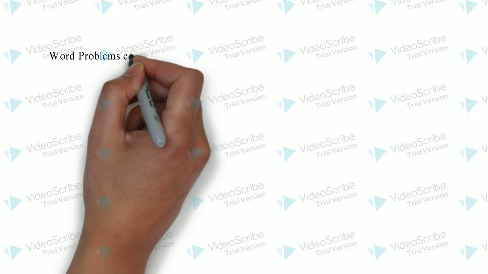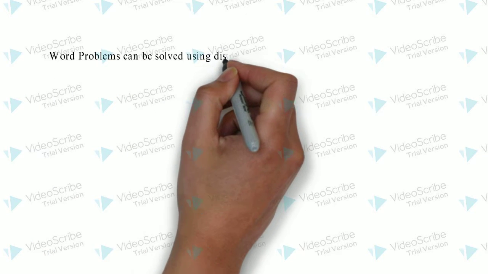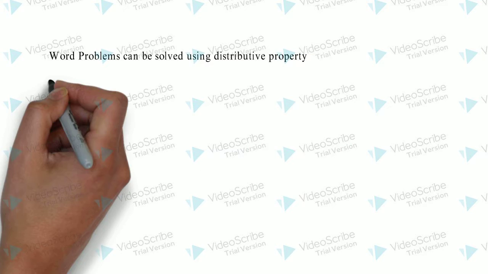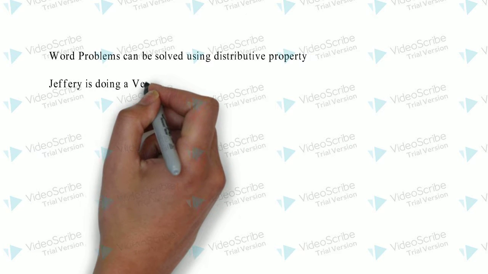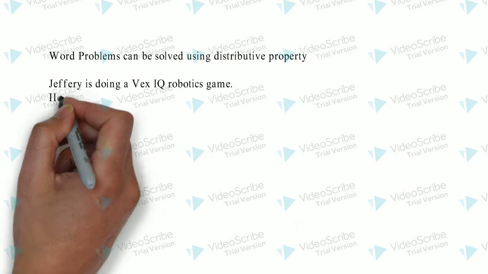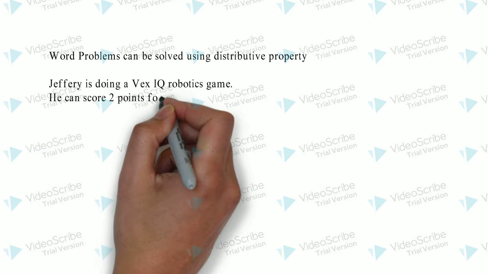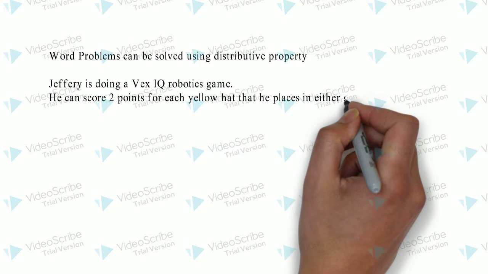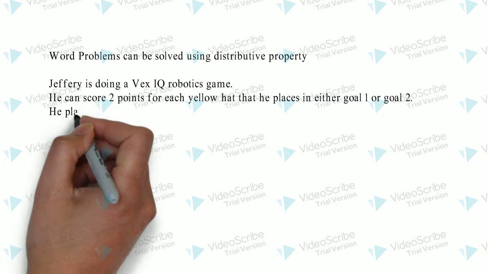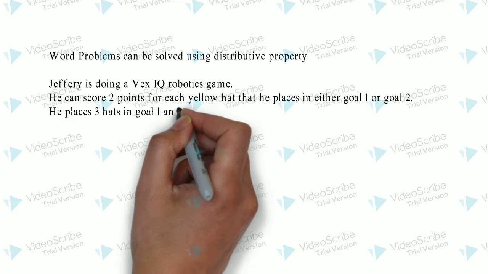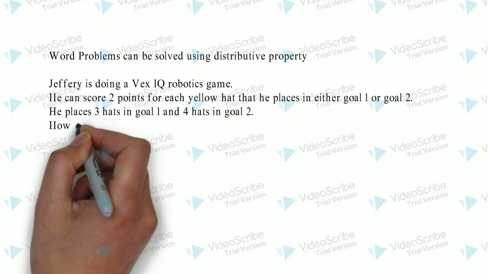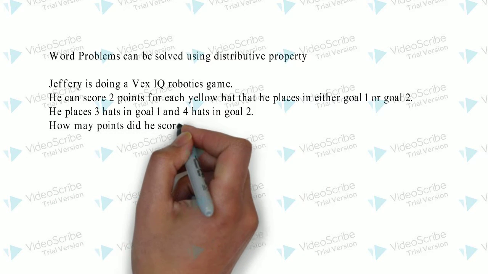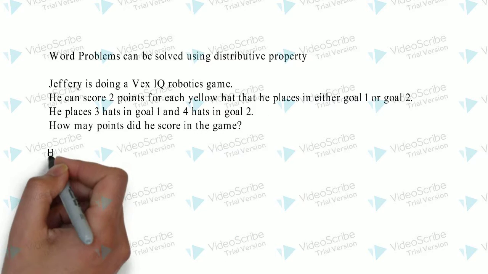Word problems can actually be solved using distributive property, and this is an example of one of them. Jeffrey is doing a VEX robotics game, and he can score 2 points for each yellow hat that he places in either goal 1 or goal 2. He can place 3 hats in goal 1 and 4 hats in goal 2. How many points did he score in the game overall?